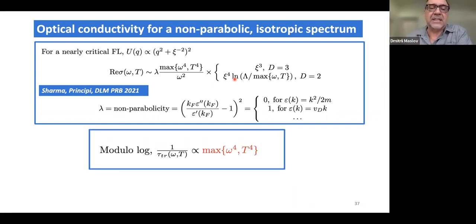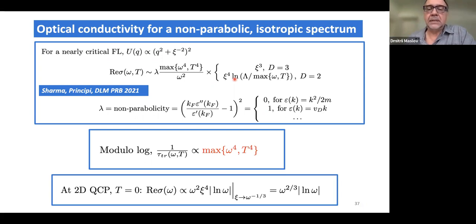Okay, so in terms of transport scattering rate and forgetting about the log, the transport rate scales as omega to the fourth, or T to the fourth, both in two and three dimensions. This suppression is common for any dimensionality. It's only a factor of a log. So if I bravely continue this result to the quantum critical point, then I have to replace omega to the 4 by omega to the 2 minus 4 thirds, and then counting my powers, I will end up with the conductivity, which scales as omega to the 2 thirds times log omega in two dimensions.